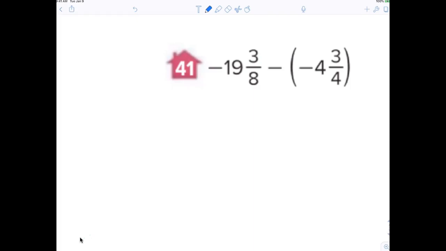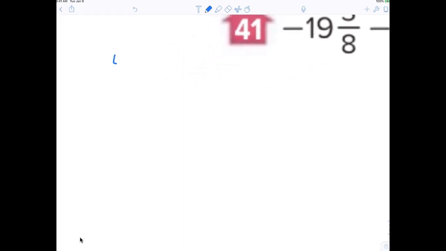I think you have to borrow in this one. I think you have to borrow, which is troubling. All right? Does anybody remember how to borrow? Let me just review borrowing real quick. So if I said to you 4 1/2, no, I'm going to make it easier. 4 3/8 minus 2 7/8.